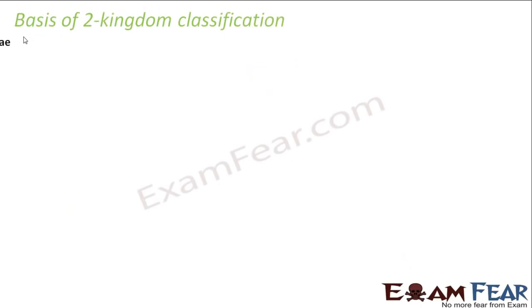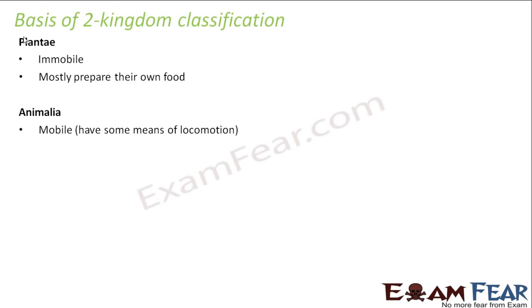So what was the basis of this two kingdom classification? I mean, why did Linnaeus divide everything into two groups, plant and animal? Because he thought plants are immobile, they prepare their own food with the help of sunlight and with the help of the green pigment called chlorophyll. Whereas, on the other hand, animals are mobile. They can move from one place to another. They cannot prepare their own food.